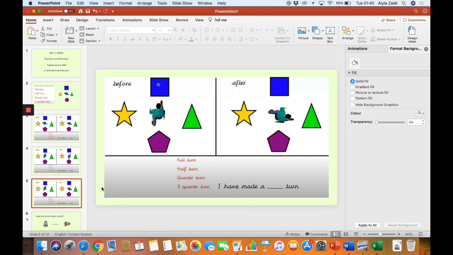Okay, here the man has been looking at the blue square and he is now after looking at the green triangle. What turn has he made? So again, which of these words are you going to choose to fill in the sentence? Pause the video and do that now. Okay, so it is, I have made a quarter turn. Well done, Year One, you're working so hard.